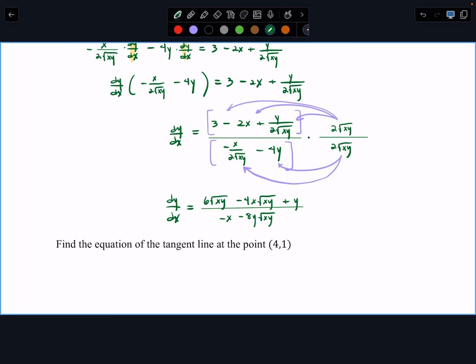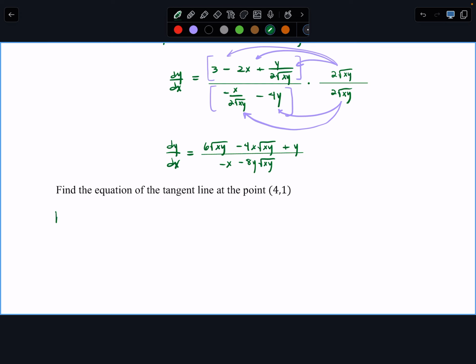All right, go ahead and find the equation of the tangent line when you're at (4, 1). Multiply by this to get rid of the complex fractions. Oh, my thing is wrong. Let's just switch. She has the y at the top up here and the x at the bottom. What? Doesn't make sense.